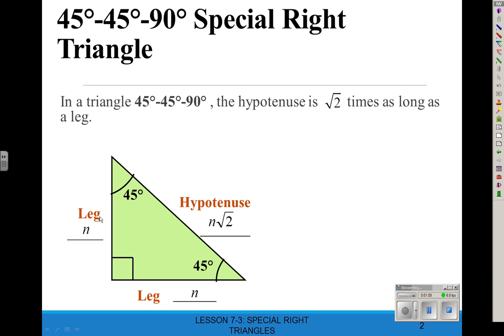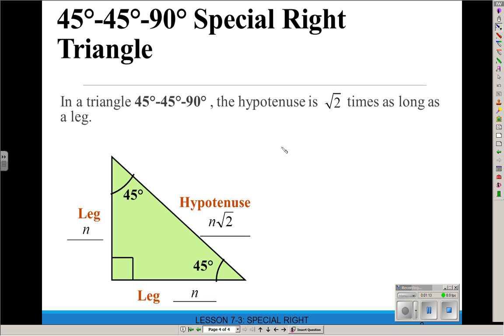The legs are equal, and the hypotenuse is the leg times the square root of 2. So you can make a formula here. The hypotenuse equals the leg times the square root of 2. Substitute in the number you know and solve for the one you don't.